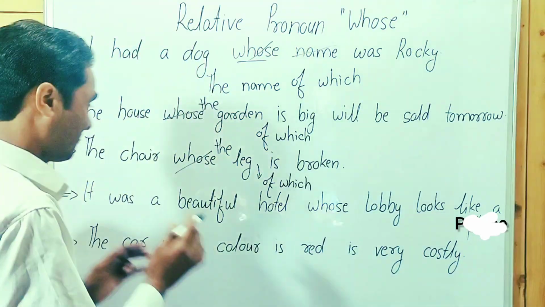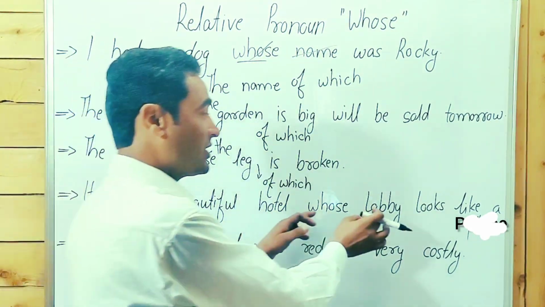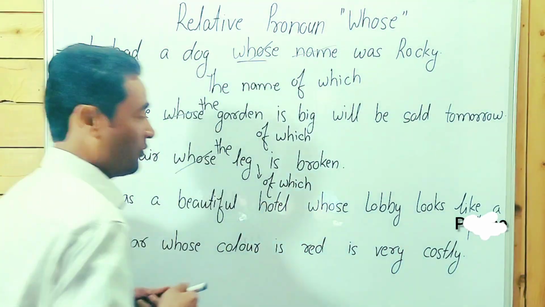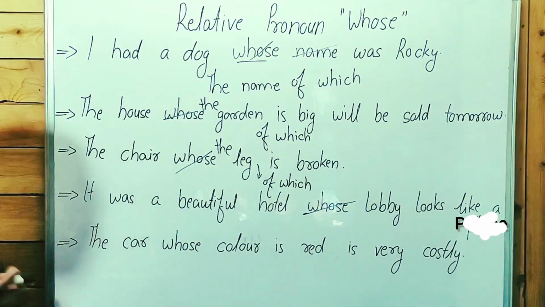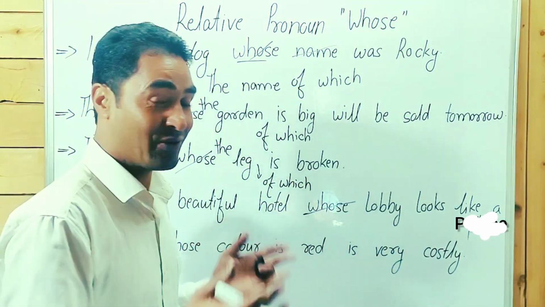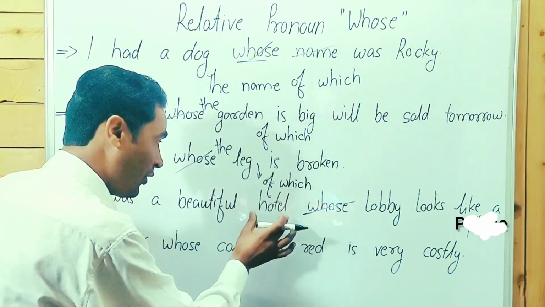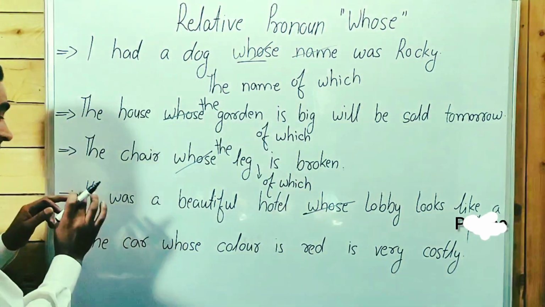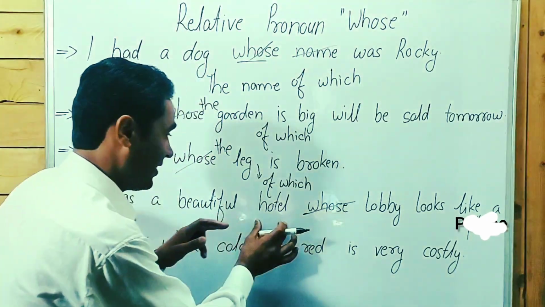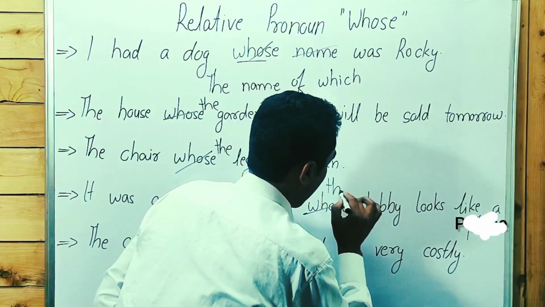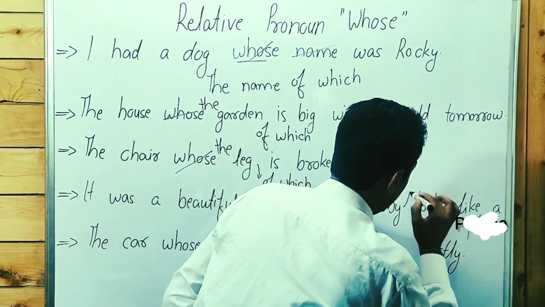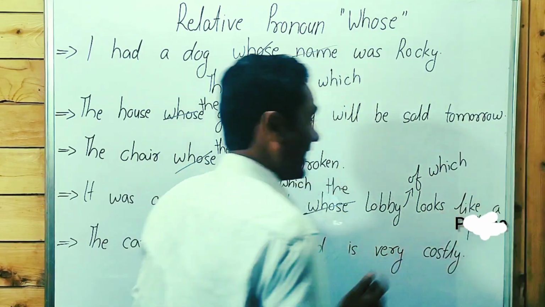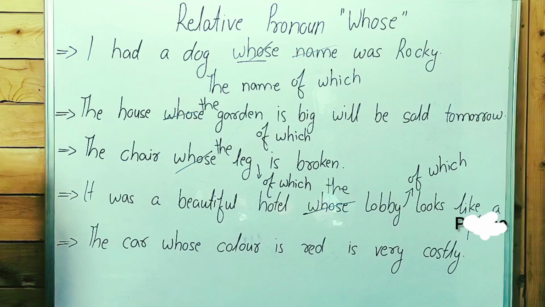It's a correct sentence. It was a beautiful hotel whose lobby looks like a palace. Whose is not used for objects. Hotel is a noun, a non-human thing. So we don't use whose as a relative pronoun for a thing. We have to write, it was a beautiful hotel, the lobby of which looks like a palace. Now it's a correct sentence.